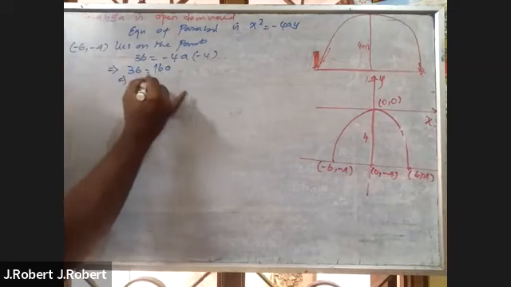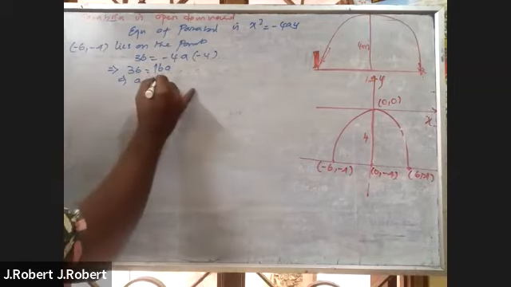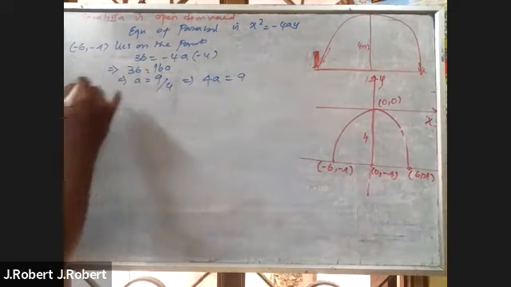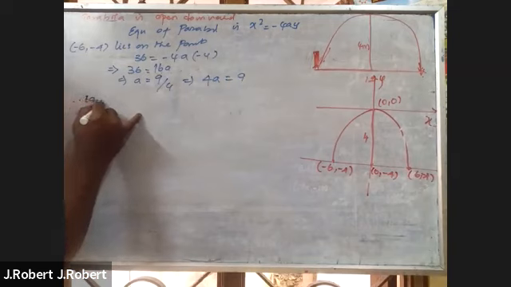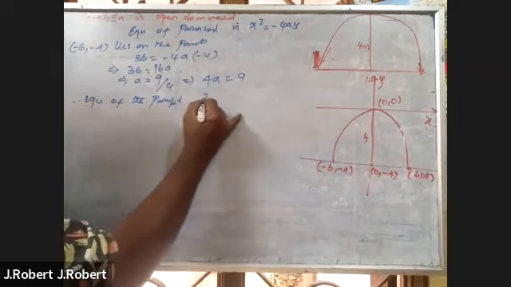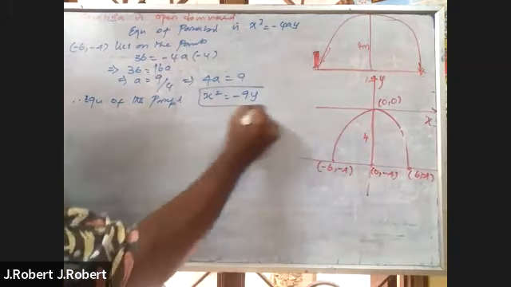From this, your a is equals to 36 by 16. So 36 by 16, we'll get 9 by 4. Or this implies 4a is equals to 9. Therefore, equation of the parabola is x squared equals to minus 9y.